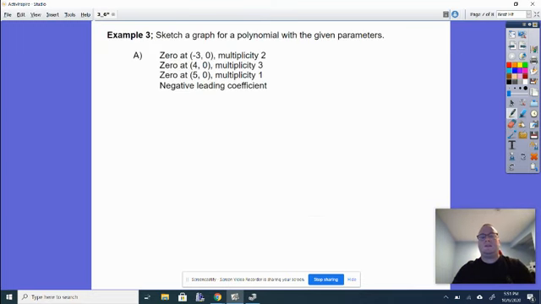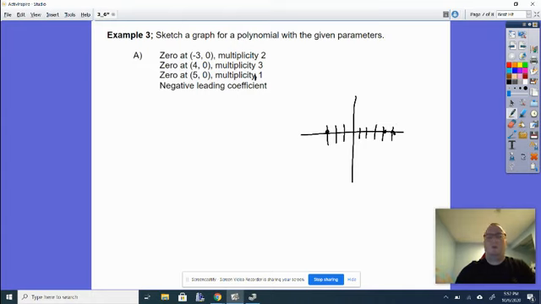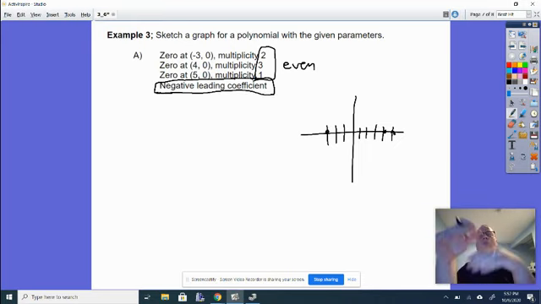Okay, so last thing we need to do is recreate this using descriptions. So I've got a 0 at -3. I've got a 0 at 4 and at 5. Looking at all this, I don't really need to recreate my whole chart here. This is going to be even. Now this is telling me which direction it's facing, that negative leading coefficient. So positive would be up, negative would be down. So again, something like this.